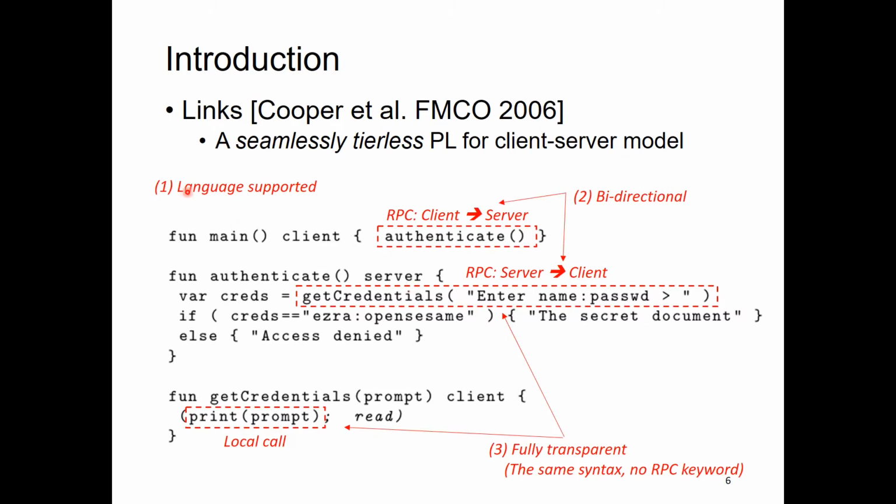Firstly, it is language supported, not library based. Second, you can call a server function from the client, and also you can call a client function from the server, so it is bidirectional. Third, the same syntax of lambda application is used both for local procedure call and remote procedure call. No extra RPC keyword is used in the syntax. So, Links is a seamlessly tierless programming language for client-server model.